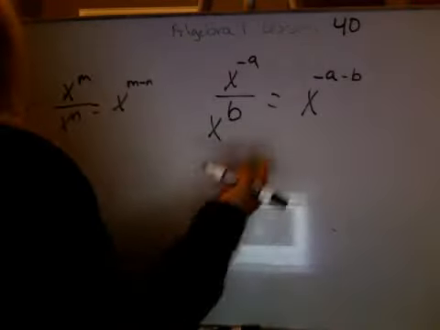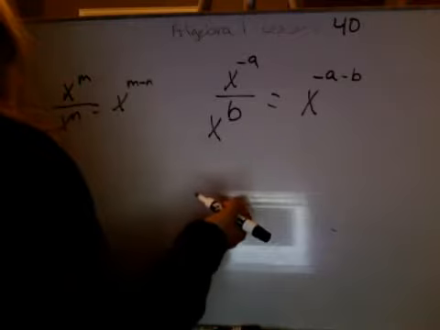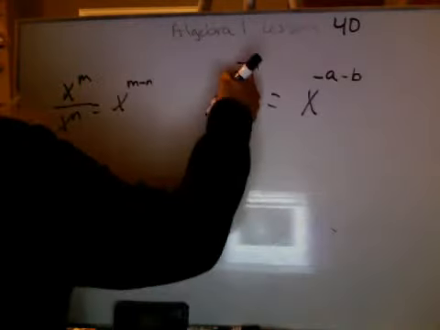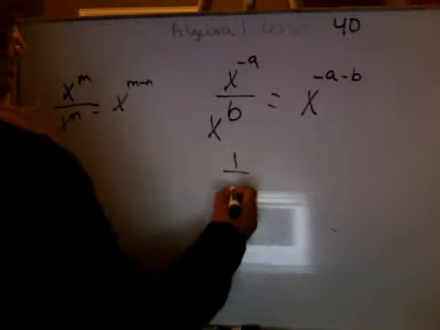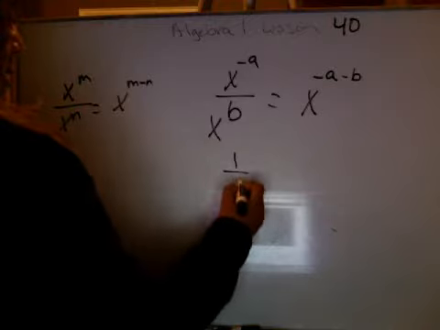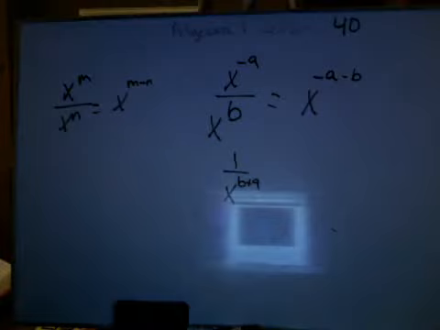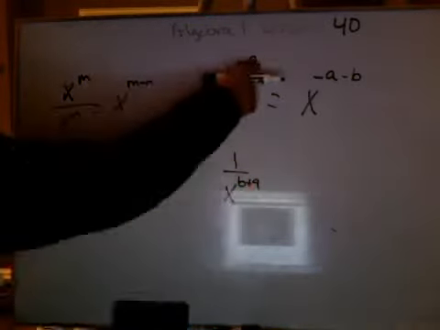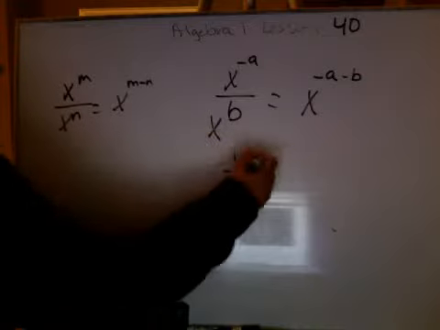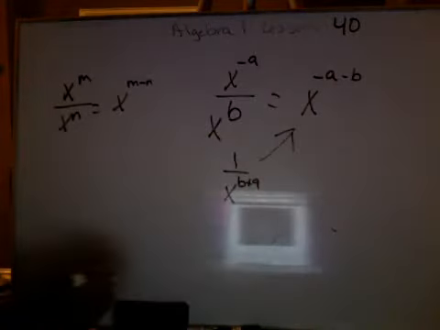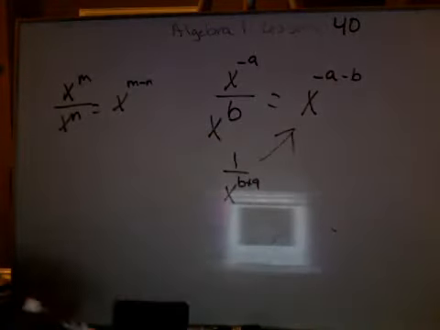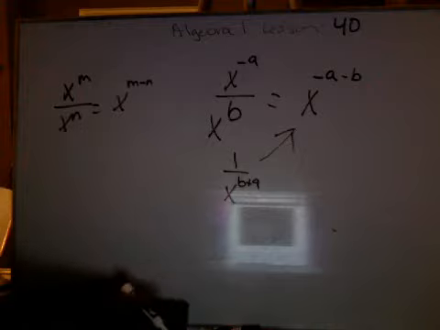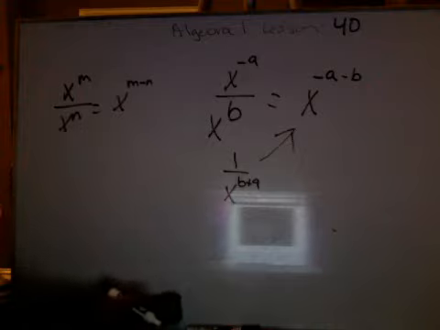If you want to get rid of the negatives, you could have put this to the bottom and said 1 over x to the b plus a. You could have done 1 over x to the b plus a by simply moving this down here. So these two are the same, it just depends on how you want to read them. And they're called equivalent expressions, and it doesn't matter because it depends on personal preference.